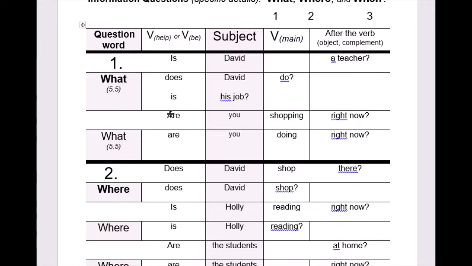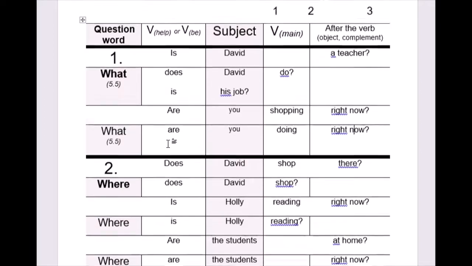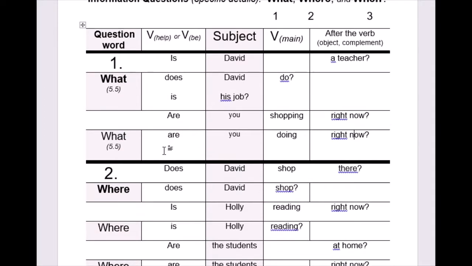Another example, yes or no question about actions. Are you shopping right now? Yes, I am. No, I'm not. Okay. So I can use what if the answer is no, no, I'm not. I can say, what are you doing right now? Okay, and you can give me the answer. So I can get extra information. All right.